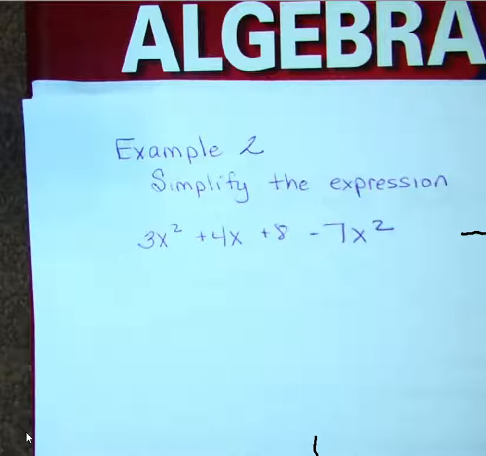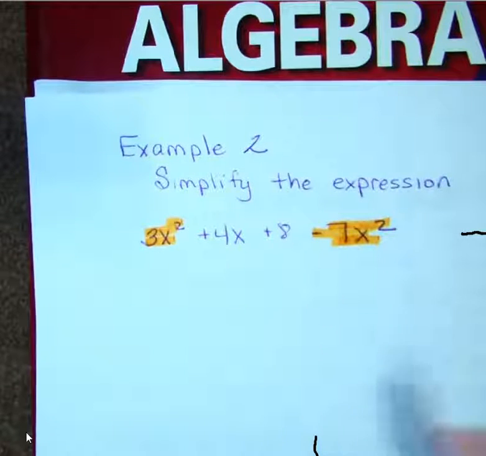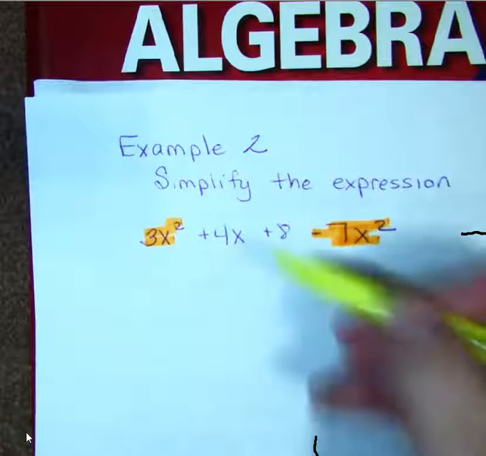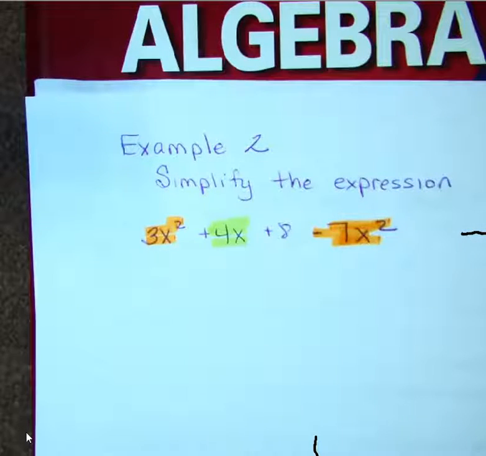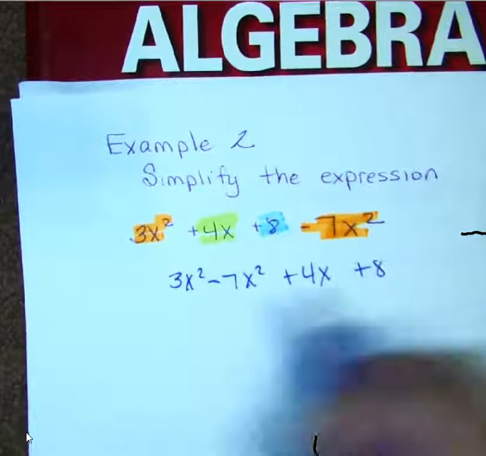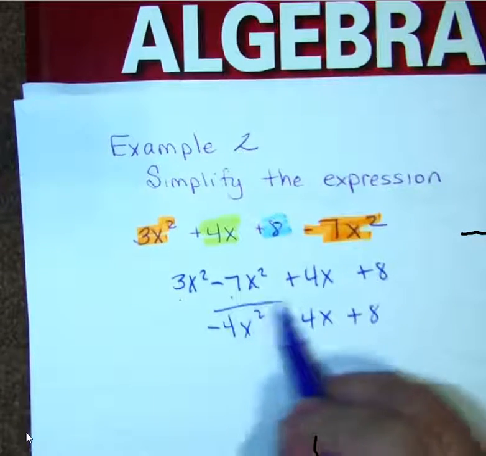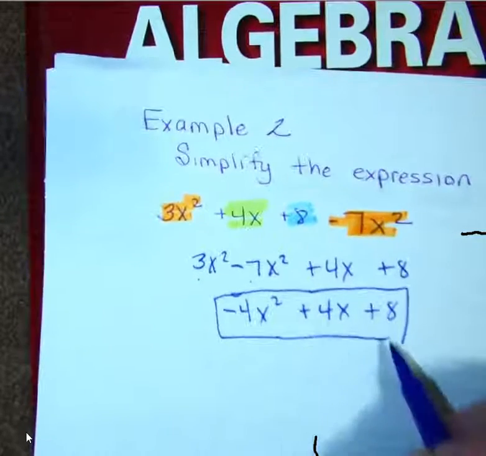Okay? So the next one says simplify the expression. So what we talked about in class quite a bit was put a box around or highlight or color, whatever. 3x squared. My x squareds are going to be in orange, my x's are going to be in yellow, and my constant will be in blue. So when I rewrite this, I get 3x squared minus 7x squared plus 4x plus 8. 3 minus 7 is a negative 4x squared. The 4x is by itself and the 8 is by itself. And so this would have been the simplified expression.